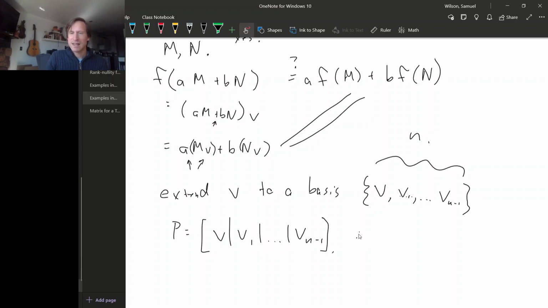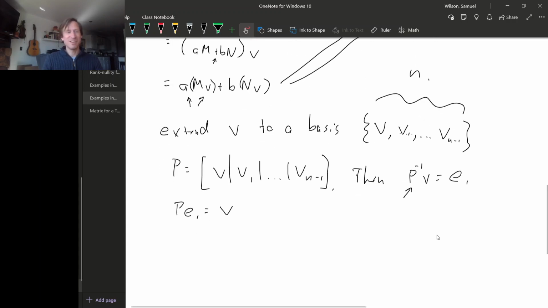Okay, then notice that the inverse of P does something nice for us. When we multiply P inverse times V, what we get is just E1. Right? And this is because P times E1 is V. So P inverse times V is E1. What this matrix is going to let us do is produce some properties in matrices that have certain results after multiplying on the right by V.